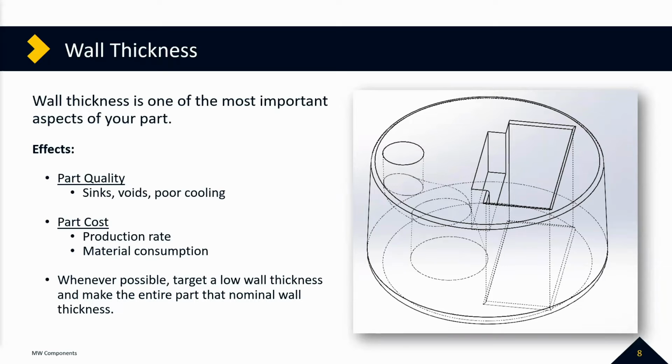Apart from that, going for a low wall thickness will also, of course, affect your production rate, because of the cooling times and how quickly your part's going to be capable of cooling, and material consumption, because there's just less volume of material required to make one part.